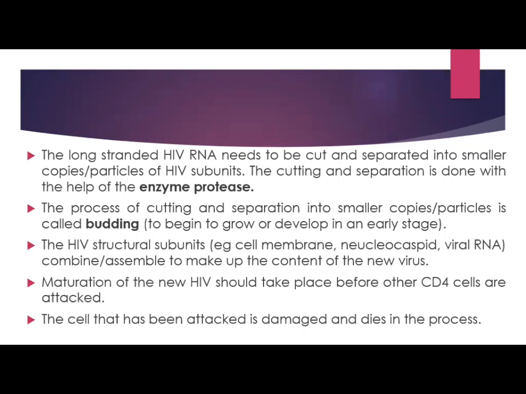So the cutting and separating is done with the help of an enzyme called protease. This protease enzyme will now cut these long-stranded HIV RNA into smaller subunits in the cytoplasm. This will result in thousands of these smaller particles of HIV subunits in the cytoplasm. The process of cutting and separating into smaller particles is called budding.